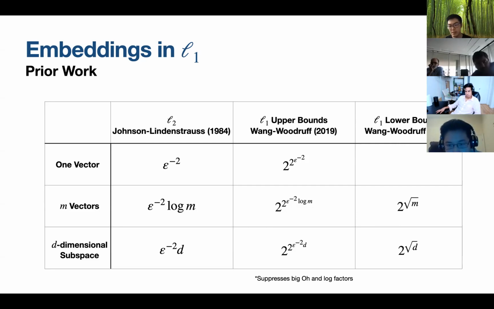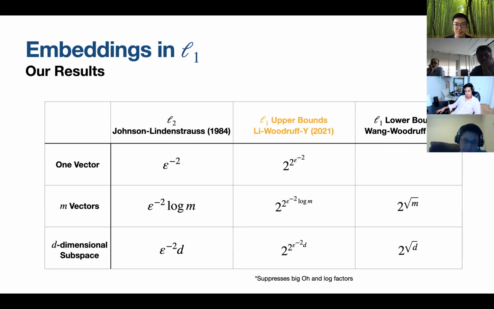And we can notice that there's an exponential gap between the known bounds for D-dimensional subspaces. So the question we ask is, can this gap be closed or not? And our result answers this in the affirmative. For the result for one vector, we're able to improve this upper bound to only singly exponential in 1 over epsilon, and these results carry over for our other two results as well. For M vectors, the upper bound is now 2 to the M over epsilon. And for D-dimensional subspaces, it's 2 to the D over epsilon.